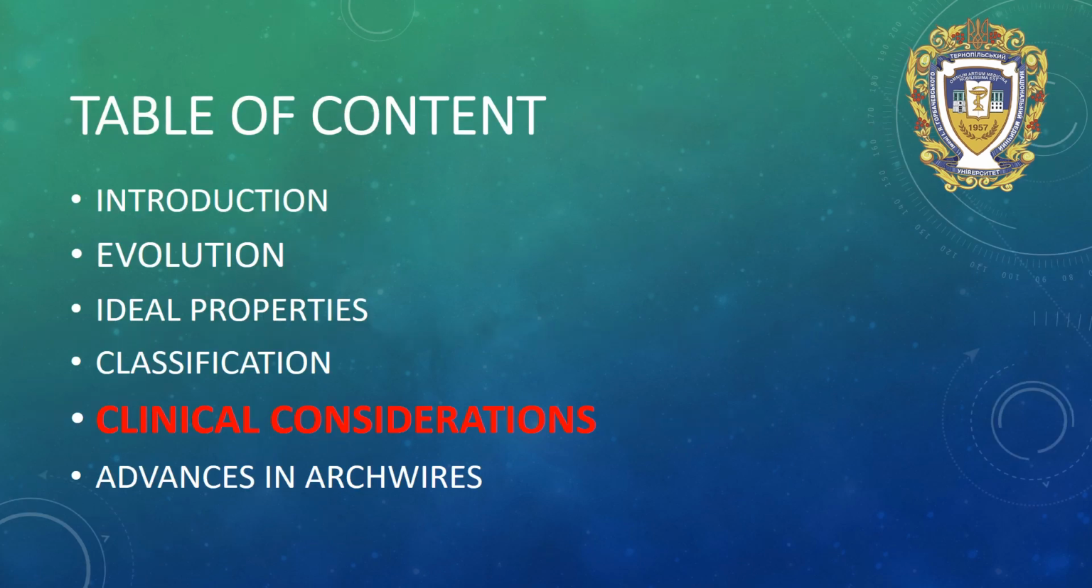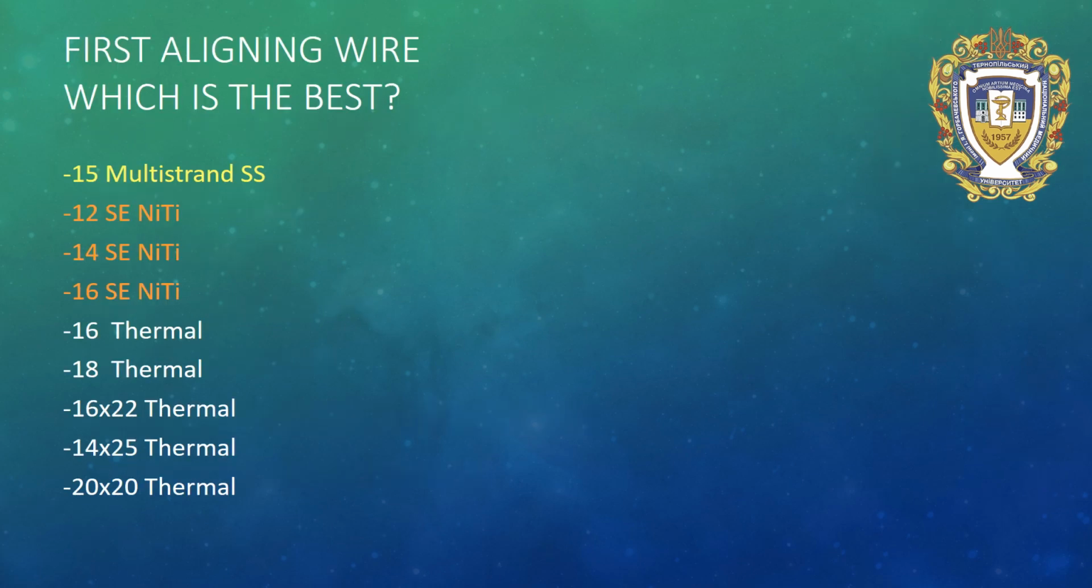Now about clinical considerations. First, the aligning wire, which is the best for the initial stage of orthodontic treatment, would be the 0.015 multi-strand stainless steel or 0.012 superelastic NiTi, or next archwires.